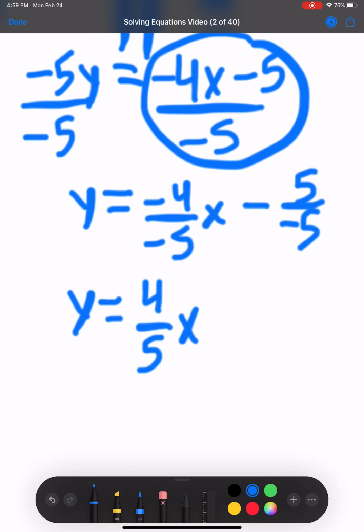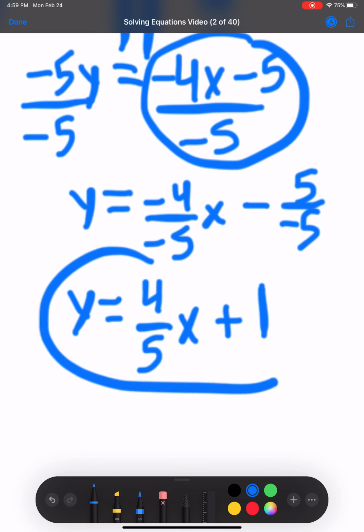Now we go over here, and similarly, it's minus negative 5 divided by negative 5. So again, I've got a negative divided by a negative. Negative 5 over negative 5 is the same thing as 1. So my final answer for this one, if we're solving for y, is going to be 4/5 x plus 1.